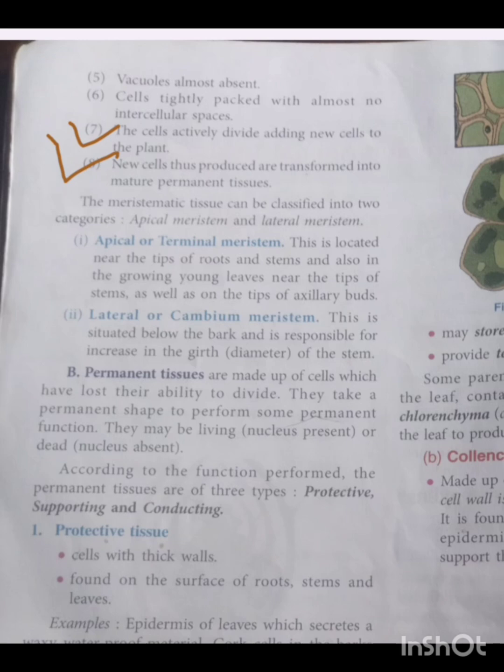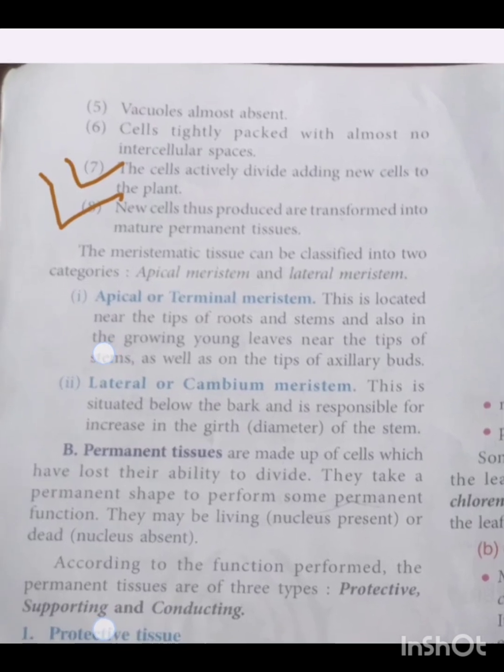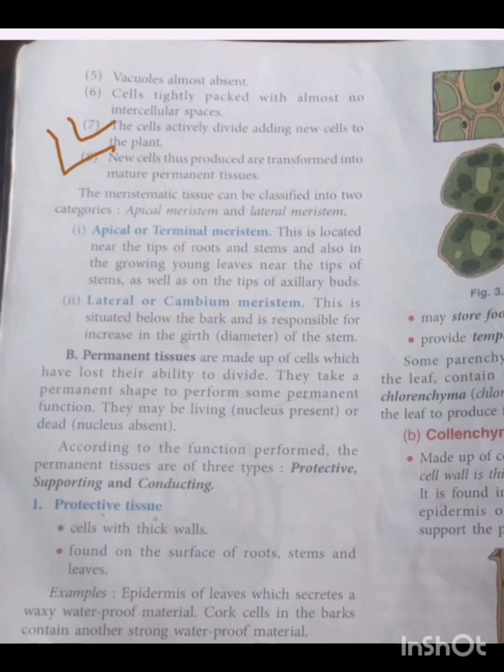And the eighth point is mature permanent tissue, which is the tissue that is not divided first. They are specialised to produce a different type of tissue. So here we are going to learn how many parts there are of meristematic tissue.